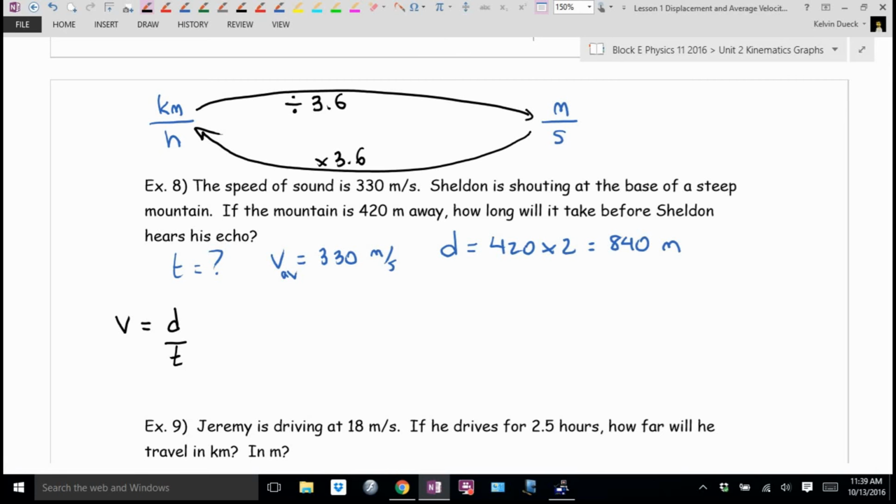What are we trying to find? Loud and proud. Time. What letter is that? I want to get the T by itself. Where is the T right now?